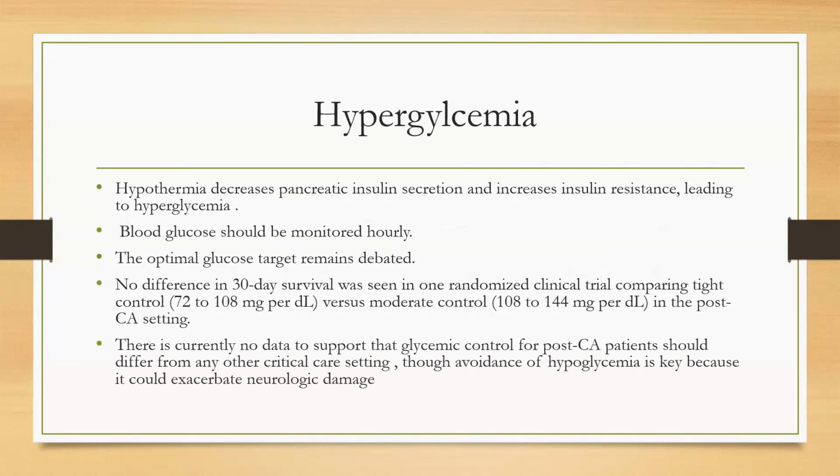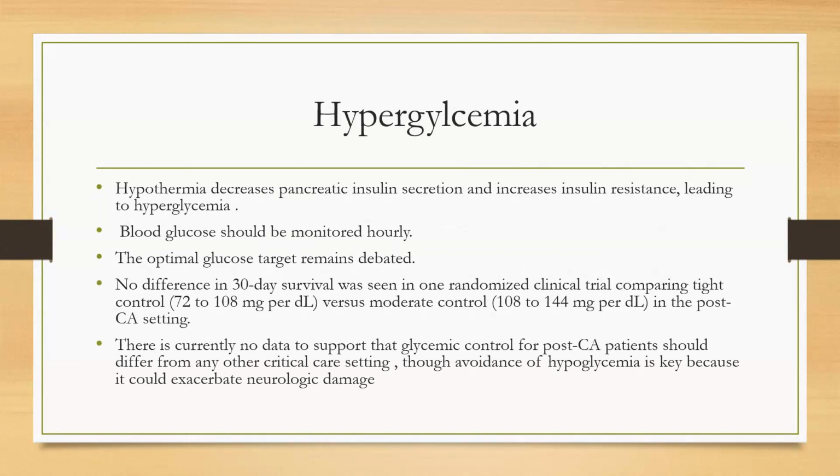Now, how to maintain the blood sugar levels. As we all know, hypothermia will decrease pancreatic insulin secretion and increase insulin resistance, and the result is hyperglycemia. So the blood glucose should be monitored hourly, and the optimal glucose target remains debated.